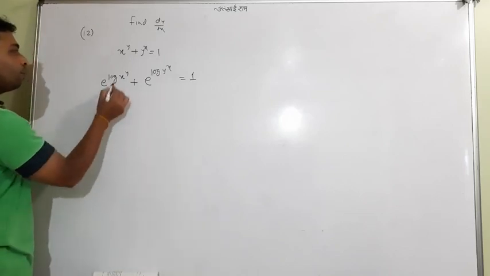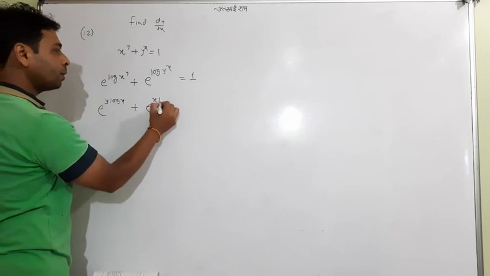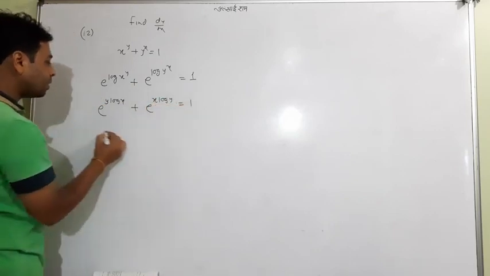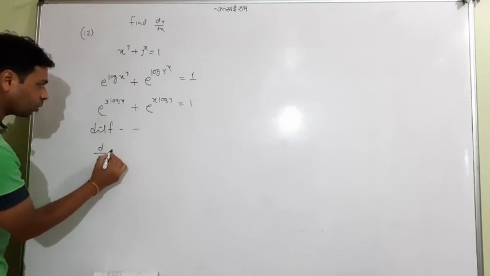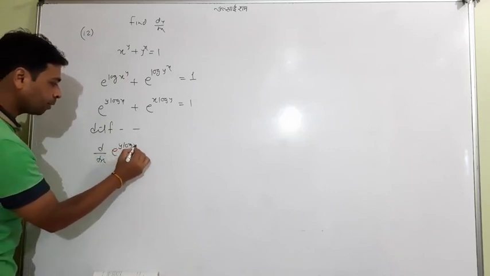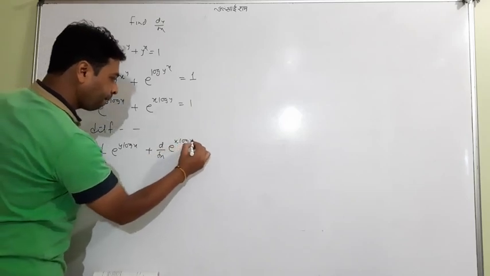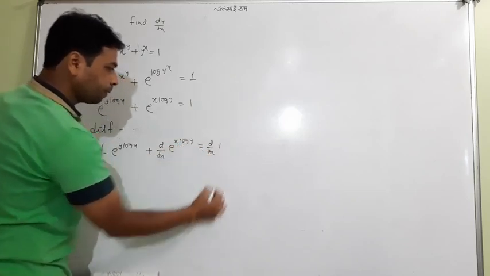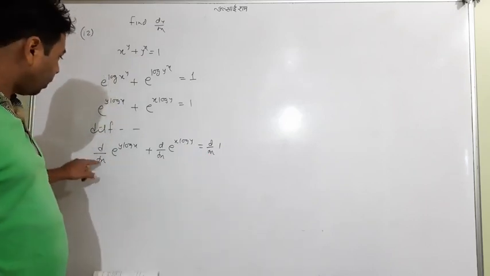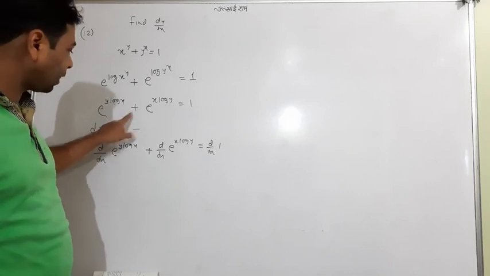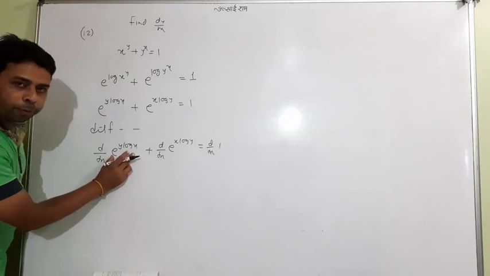Now the y will come in front, and that x will come in front. Now it's time to differentiate with respect to x. d by dx of e to the power y log x, plus d by dx of e to the power x log y, and d by dx of 1. What is its answer? You know it's simple. And you know that when I took the differentiation, it was a plus sign, so I separated d by dx all the way. When differentiating this, you know the pattern now.